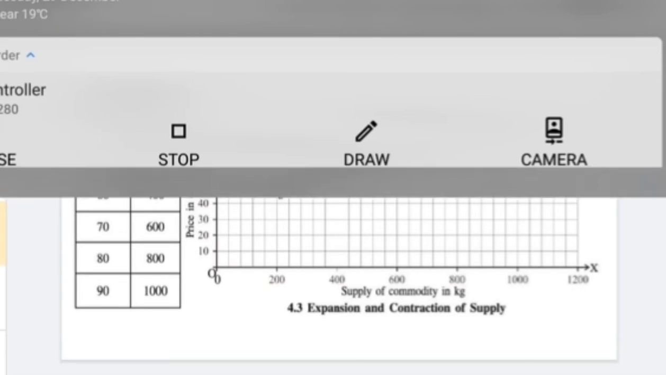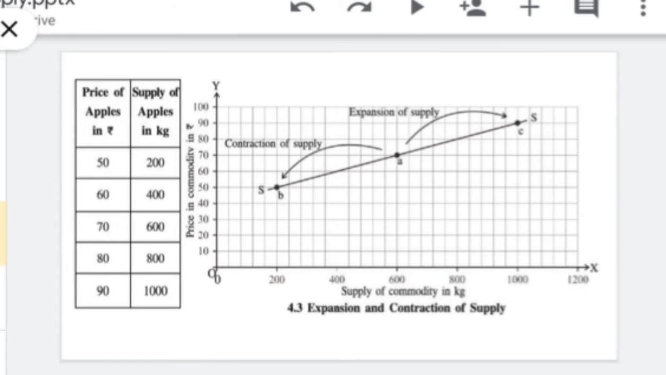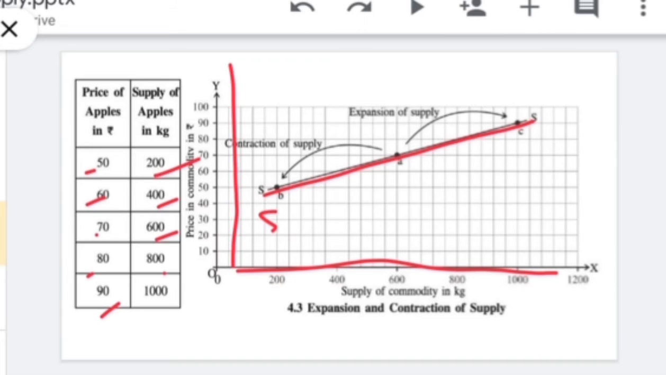According to this schedule, we can understand. See the schedule. When the prices are increasing, 50, 60, 70, 80, 90, the supply of apples is also increasing: 200, 400, 600, 800. So this is plotted on this graph. You can see prices are shown here, supply is shown over here, and after these figures are located, we get a curve, SS. It is known as a supply curve.